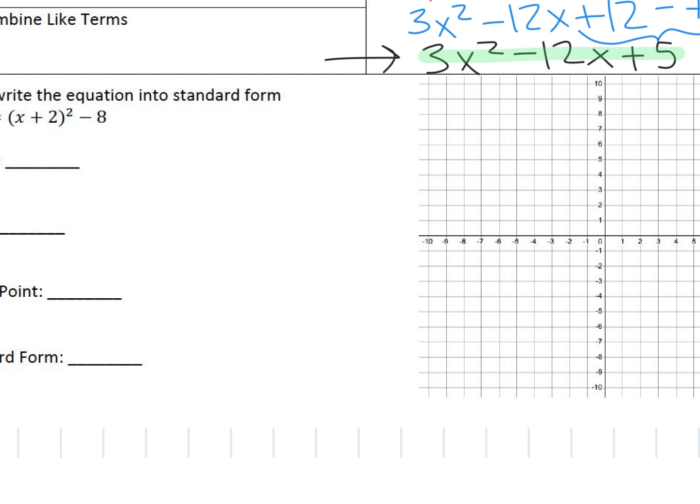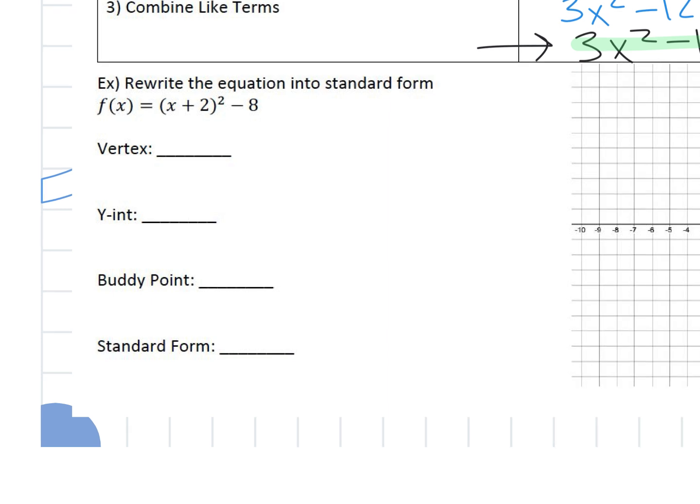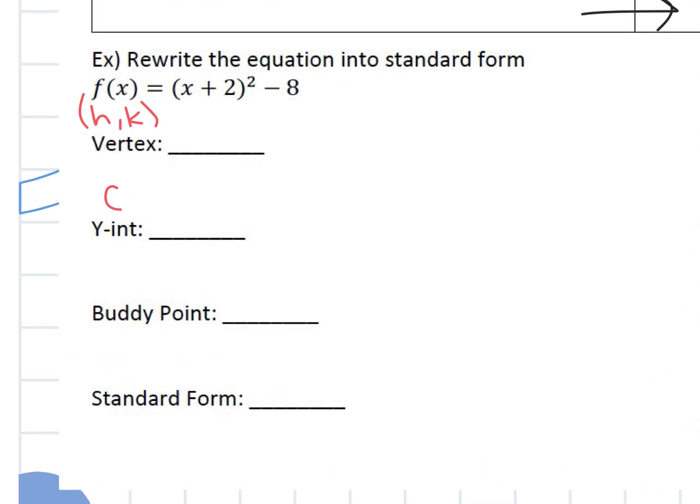So on this example, we're going to expand. We're going to rewrite it to standard form. We're going to pull out the vertex from the vertex form. Remember the y-intercept, that is going to be our C, right? So let's make a couple of notes here. This is our HK. This is going to be our C in standard form. We can find our buddy points and so on. Desmos is still going to be very, very handy. So before we can do any of this, we're going to also pull out that vertex.